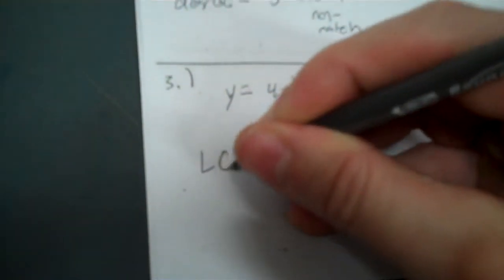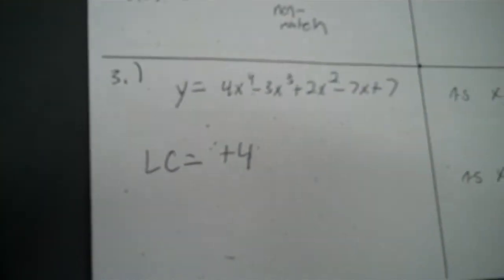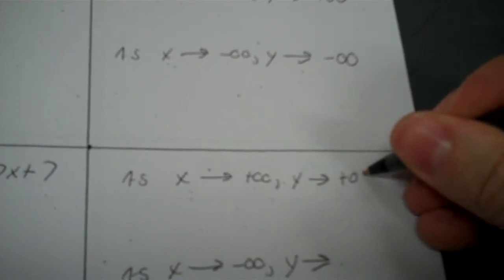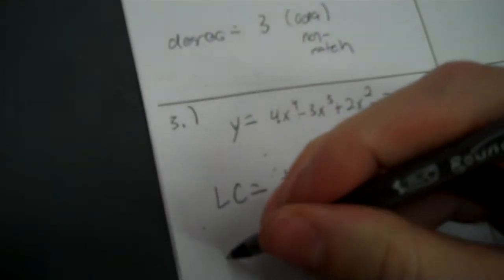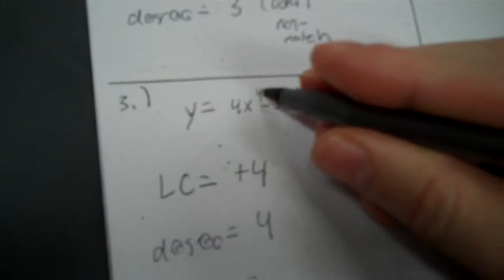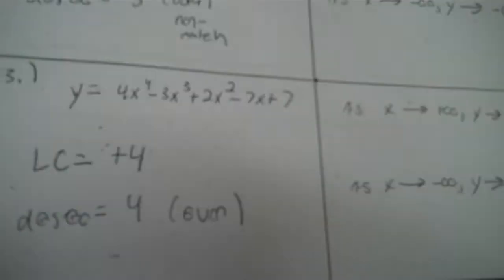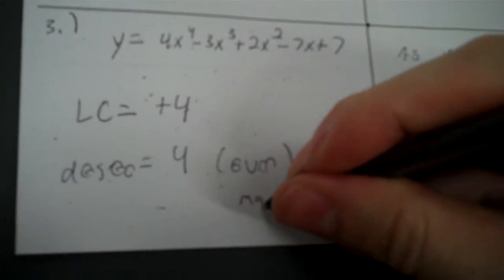Okay, leading coefficient is positive 4. So again, it's positive, so as x goes to positive infinity, y is positive infinity. And then the degree is 4, which is even. So that means that has to be a match. So since that's positive infinity, it has to be a match. They both go to positive infinity.